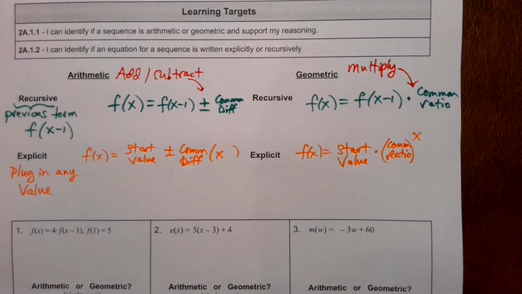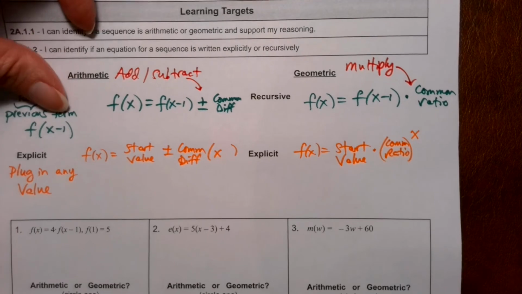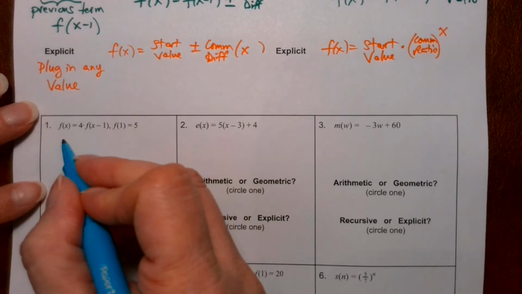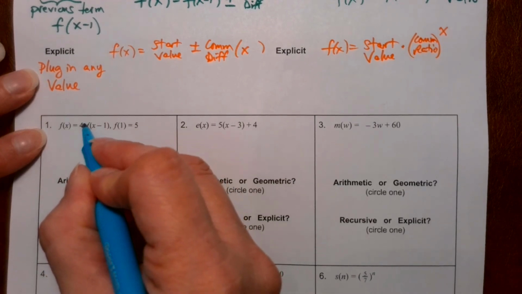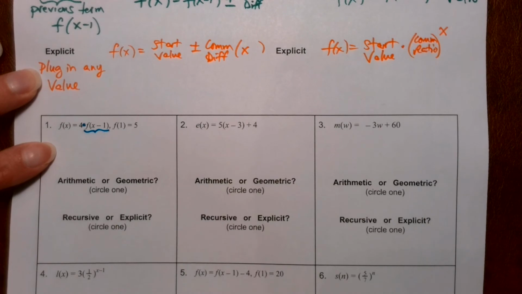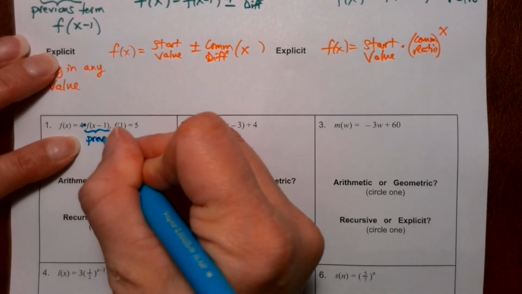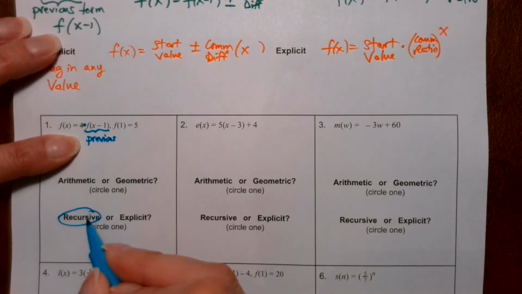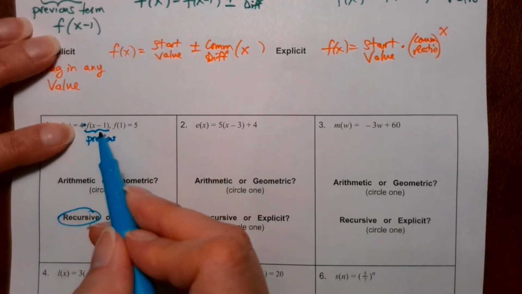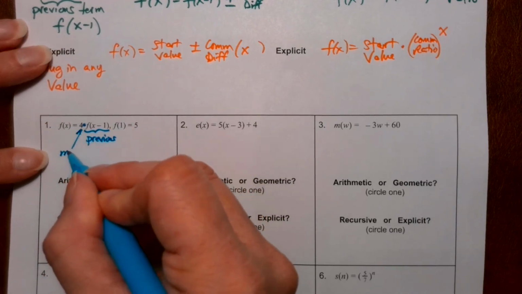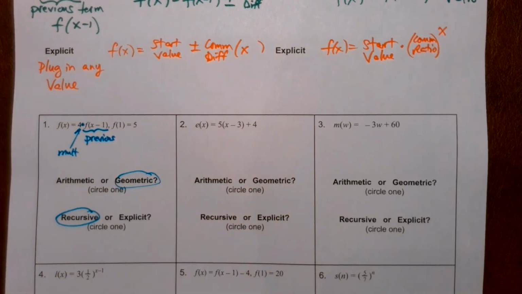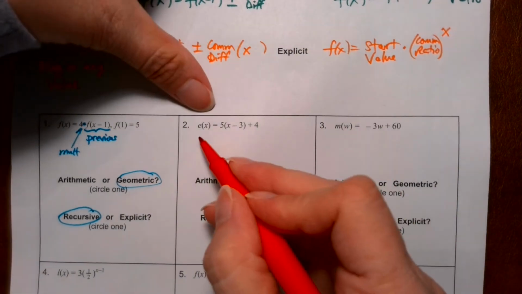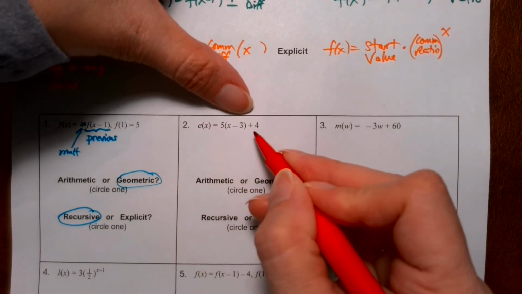Okay, so let's take a look at some examples and see if we can determine arithmetic or geometric, recursive or explicit. Okay, so for this first one right here, I'm noticing f of x equals 4 times f of x minus 1. So right there, that tells me previous. If we're using the previous, then it's recursive. Okay, I also see that's 4 times previous, and so right there, since this is a multiply pattern, it's geometric.